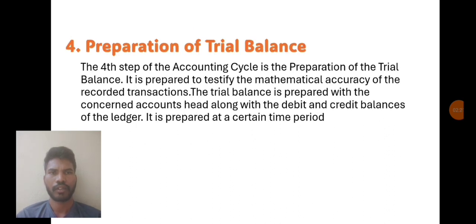The fourth one is preparation of trial balance. The fourth step of the accounting cycle is the preparation of trial balance. It is prepared to check the mathematical accuracy of the recorded transactions. The trial balance is prepared with the account names along with the debit and credit balances of the ledger. It is prepared at the end of a time period.